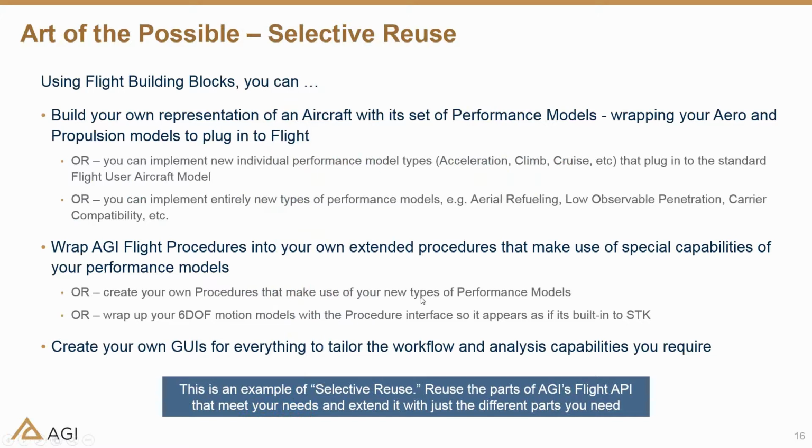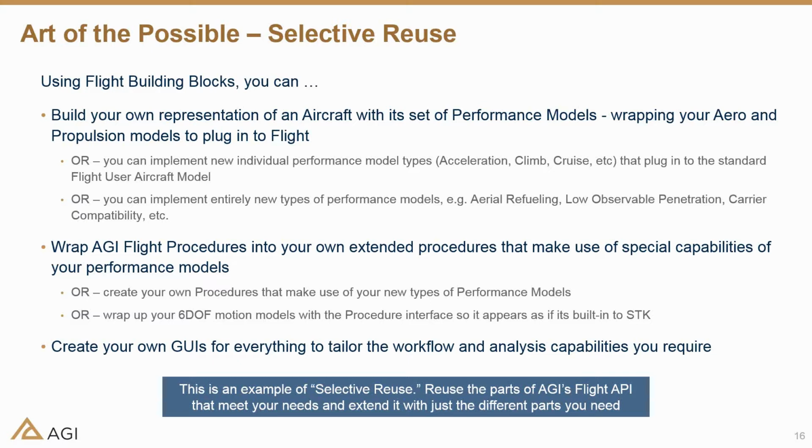So this brings us to the art of the possible. I call it selective reuse, but basically that's the idea where you can start simple, where you can use our building blocks, and you have a whole series of levels at which you can apply the API. And really, when you get right down to it, the API is code, and you can create your own objects. For instance, if we are going to build an aircraft, you can swap out the individual, say, climb, cruise, or descend performance models that define how your aircraft climbs, cruises, or descends.